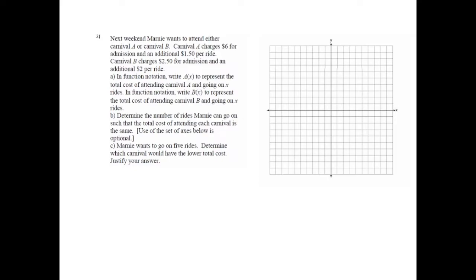So again, we're given 2 different companies. Carnival A charges $6 for admission and an additional $1.50 per ride, and Carnival B charges $2.50 and an additional $2 per ride. Okay, that's all important. So let's set ourselves up first, because we know there are 2 different things. We have Carnival A and Carnival B.